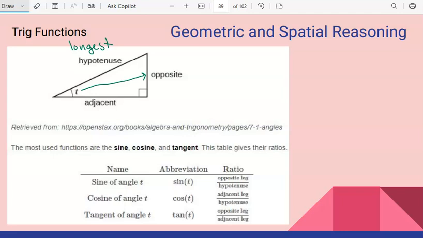We have sine of T is opposite over hypotenuse. Cosine is adjacent over hypotenuse, and tangent of T is opposite over adjacent. Commonly, they refer to the opposite side as y and the adjacent side as x. The hypotenuse would be the radius. If it's a unit circle, the radius is 1.